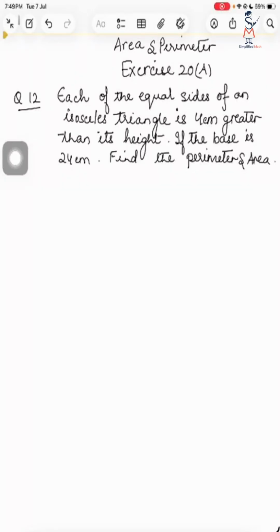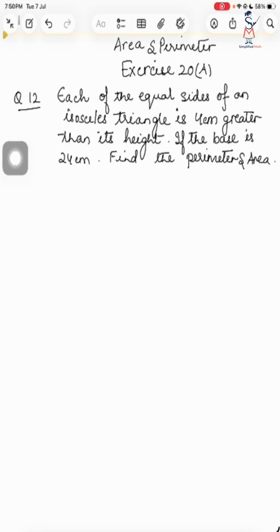Hi, we are doing area and perimeter exercise 20A, question 12, class 9. Each of the equal sides of an isosceles triangle is 4 centimeter greater than its height. If the base is 24 centimeter, find the area and the perimeter of this triangle.